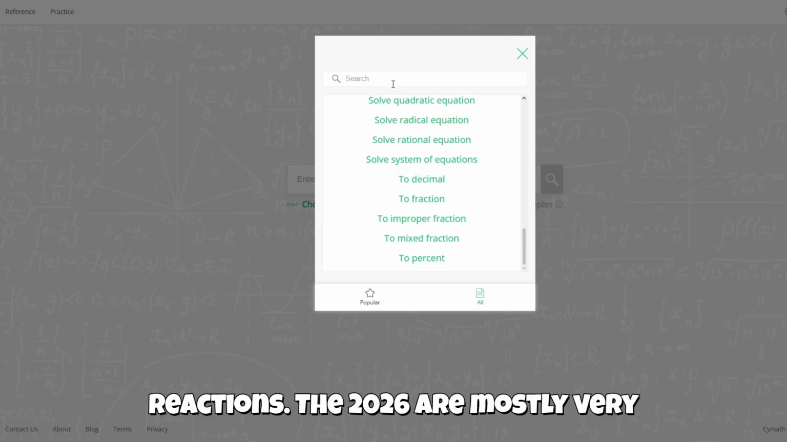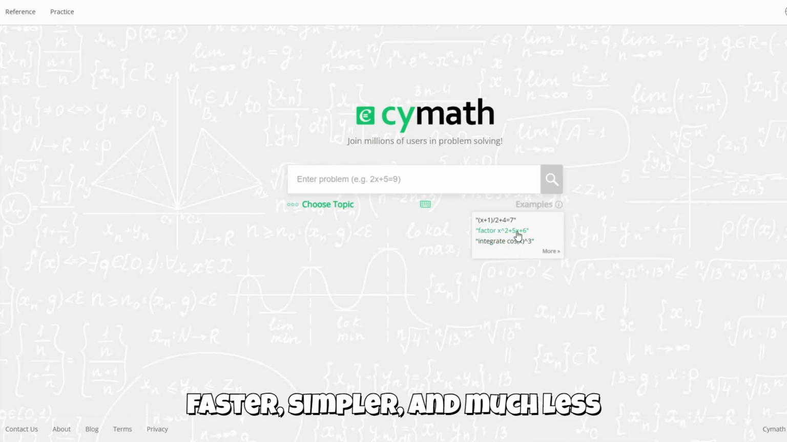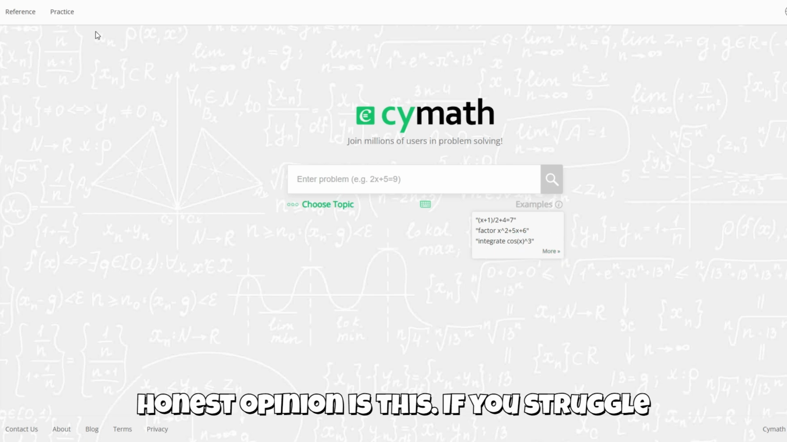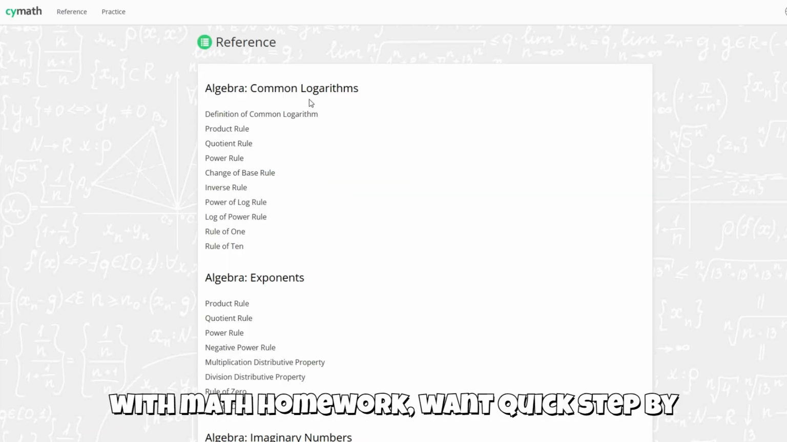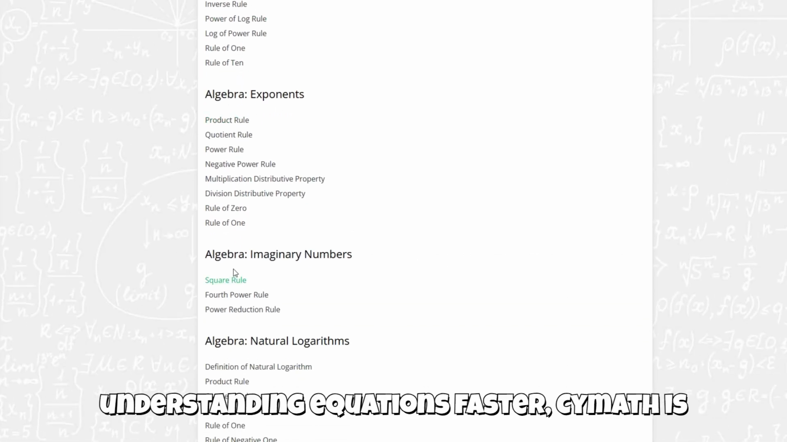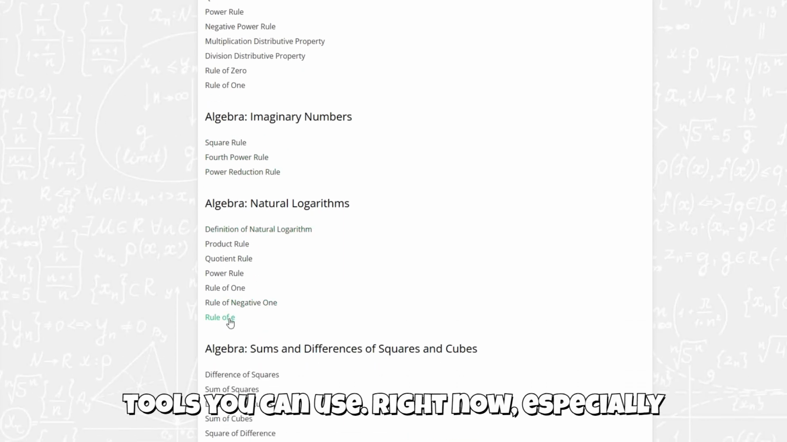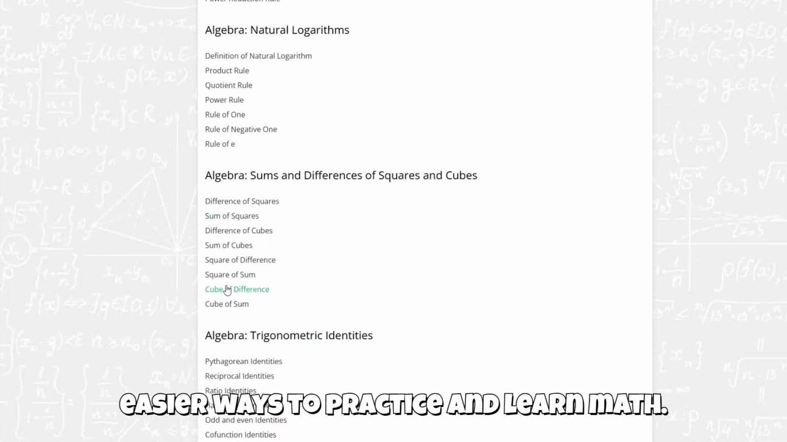Overall, though, user reactions in 2026 are mostly very positive because Cymath makes math feel faster, simpler, and much less intimidating for everyday students. So my honest opinion is this: if you struggle with math homework, want quick step-by-step explanations, or simply need help understanding equations faster, Cymath is honestly one of the best AI math solver tools you can use right now, especially for beginners and students who want easier ways to practice and learn math.